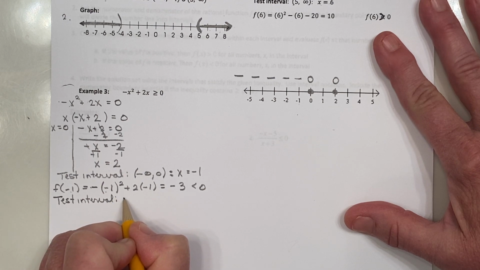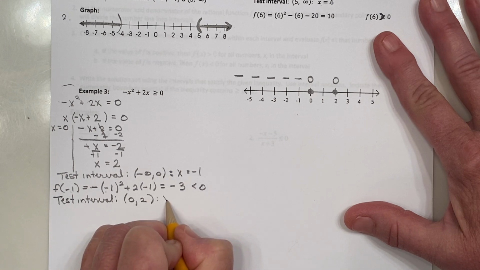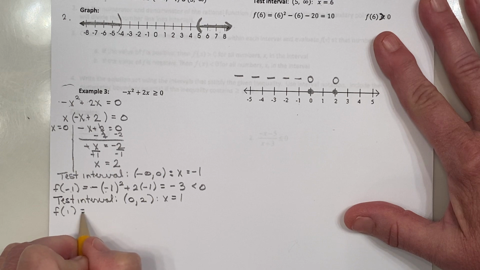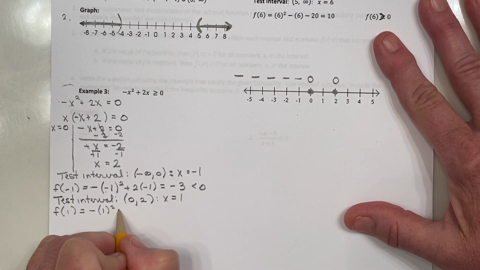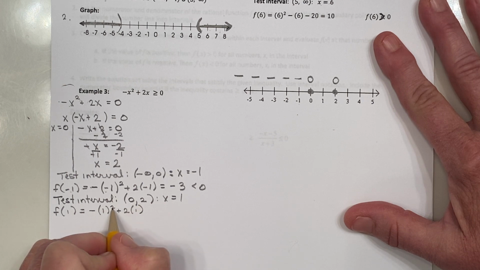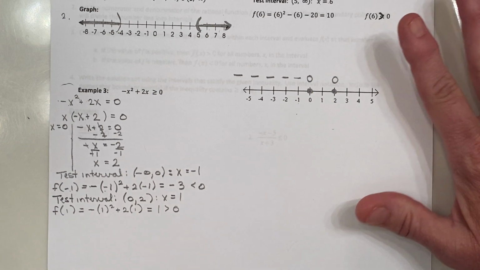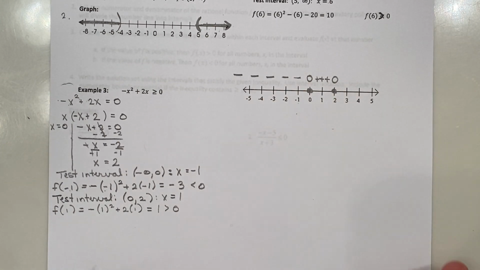All right, the next test interval will be from 0 to 2. So I guess the obvious choice is 1. So what's f of 1? I'm going to come back up here. Again, we'll do this on the calculator. I believe we get 1, and then 1 is positive. So we'll put a couple of plus signs in between x equals 0 and x equals 2.